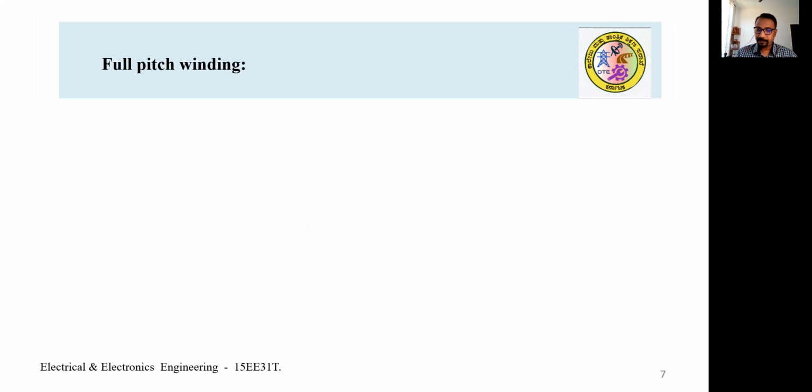What is meant by a full pitch winding? Some of the things we have already learned in DC machine armature winding in unit number 1, where we discussed the pole pitch. What is meant by pole pitch? First, let us see what is meant by a pole pitch.